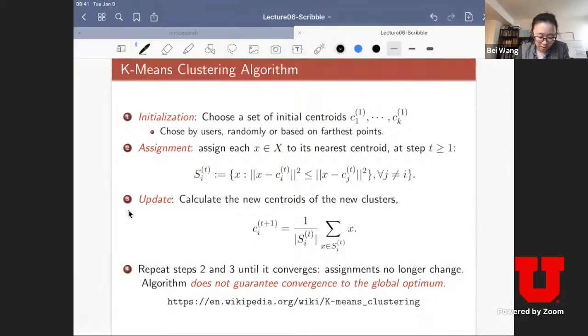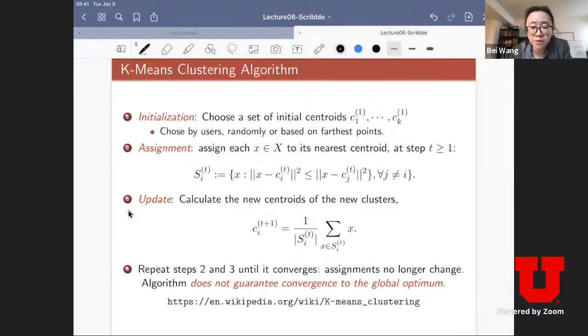So as the animation is showing, there are a few steps. The first step is initializing the centroids, which is really computing the mean. You can choose them by a user, you can choose randomly, or you can choose based on the farthest point. And then you do the assignment, where for every single point in the point cloud, you assign it to the nearest centroid. That is the mathematical notation, but it just says assign to the nearest centroid.